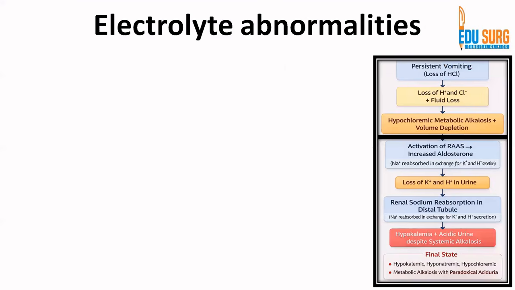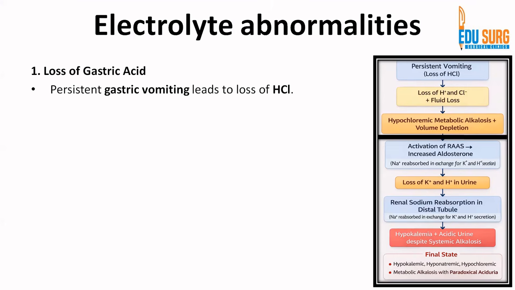Now, one of the most important questions and concepts that we need to understand in gastric outlet obstruction is the electrolyte abnormality. And the flow chart is actually showing that, and this occurs in 3 steps. So we are going to see them one by one.